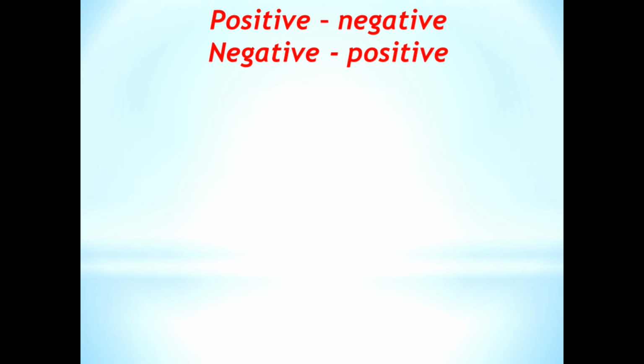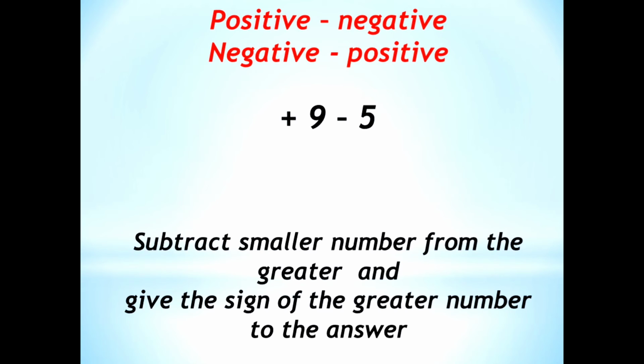Now consider the next type. What if two numbers are either positive negative or negative positive? Let us consider one example: plus 9 minus 5. For this example, the first number 9 is positive and the second number is negative. To find the answer, we can generalize the rule as: subtract the smaller number from the greater and give the sign of the greater number to the answer. So out of 9 and 5, 5 is the smaller number. If we subtract 5 from 9, we get the answer 4. And we have to give the sign of the greater number to 4. Out of 9 and 5, 9 is the greater number and 9 has a positive sign. That's why we have given the positive sign to the answer, that is 4.